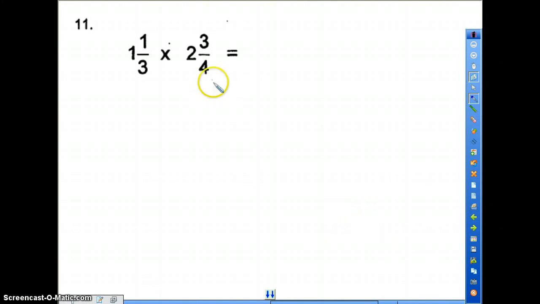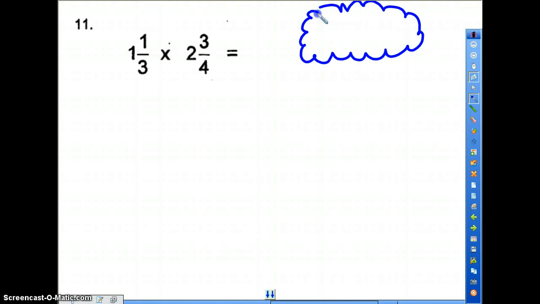Okay, before we do this one, I want to make an estimate. And actually, I'm going to make a range of estimates that I think this answer is. I'm going to round both of these and then multiply and see what I get. 1 and 1/3 rounds which way? Yeah, it rounds down to 1. And 2 and 3/4 rounds to what? Yeah, that rounds to 3. So I would say on the high end, well, maybe 3.